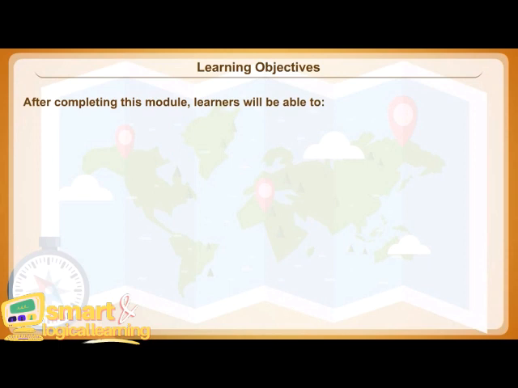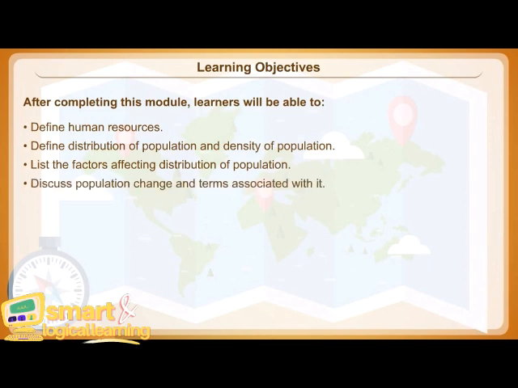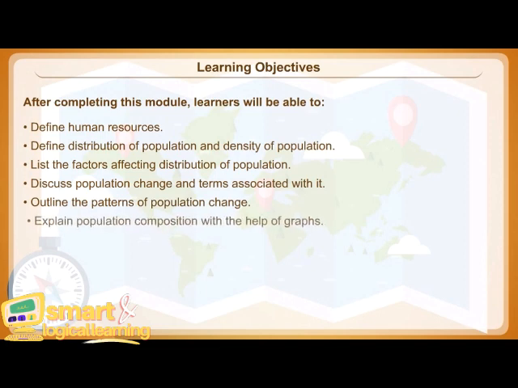Learning objectives. After completing this module, learners will be able to define human resources, define distribution of population and density of population, list the factors affecting distribution of population, discuss population change and terms associated with it, outline the patterns of population change, explain population composition with the help of graphs.